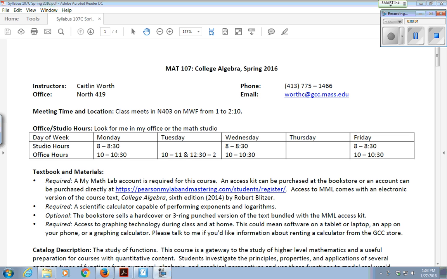All right, so everybody should have a syllabus in front of them. We'll spend a little time looking at some highlights from the syllabus before we jump into our first math lesson. So this is college algebra. We're section C. Clearly, you all know when and where we meet. I have my office and studio hours listed here. And then the required materials.